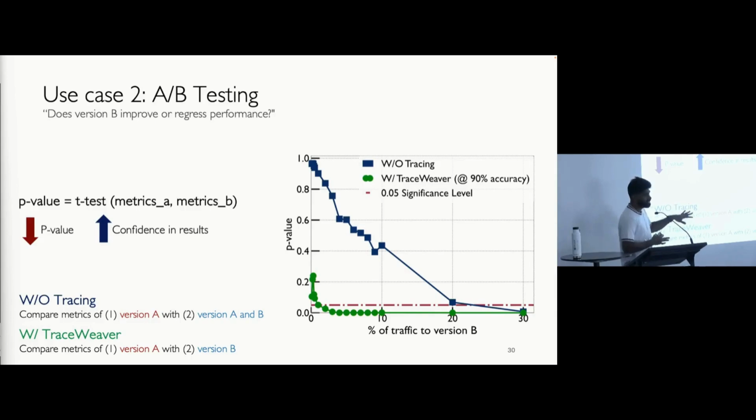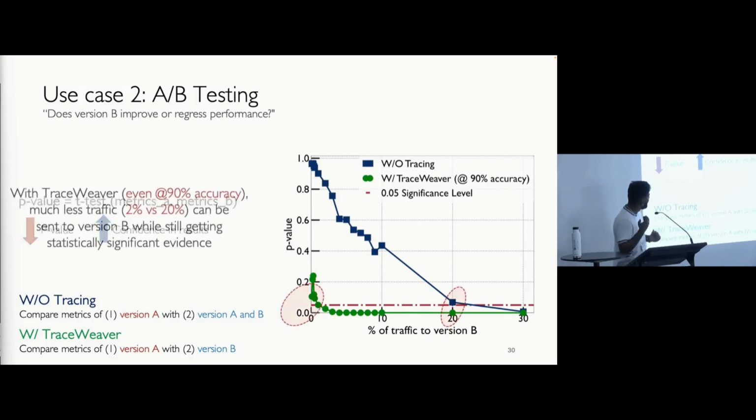Whereas with TraceWeaver, which is admittedly imperfect, you can send 2% of requests to version B and get away with the same amount of significance. So the idea is, even with 90% accuracy, much less traffic can be sent to version B, which is great because now you don't have to expose many of your clients to a buggy version of a service.